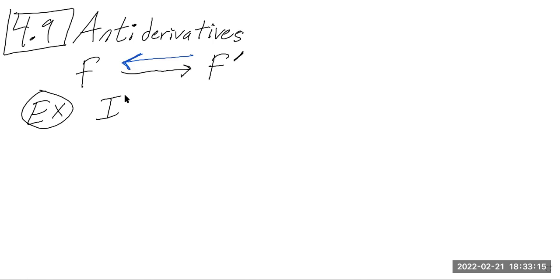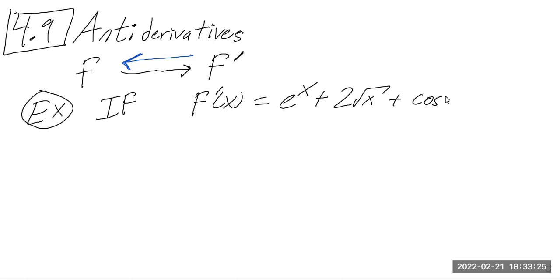So, if f prime of x is equal to e to the x plus 2 square root of x plus a cosine x, find f of x.